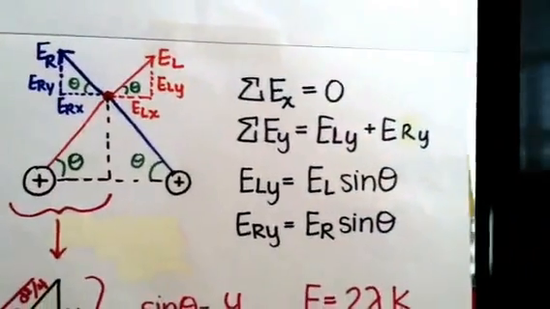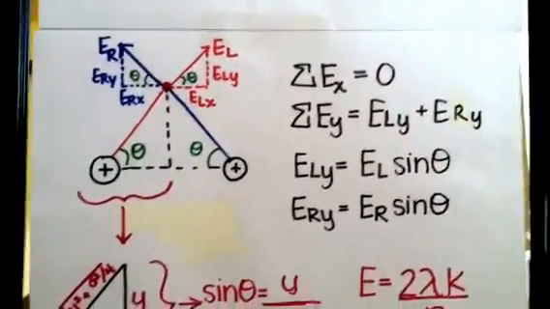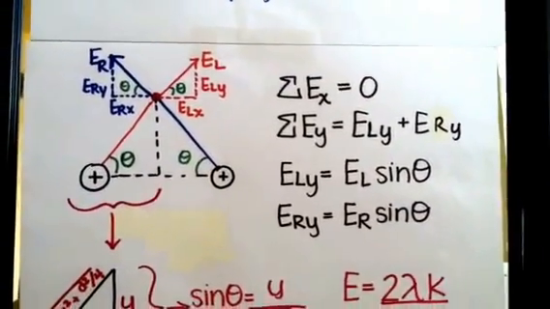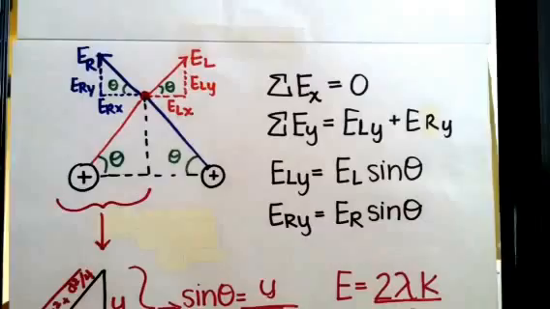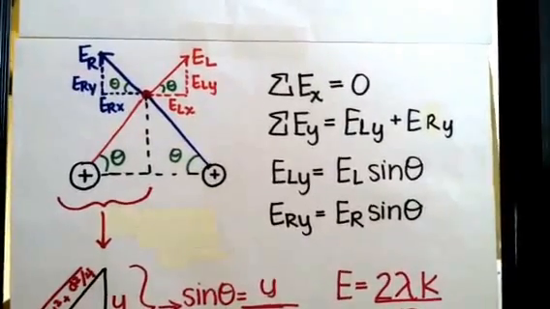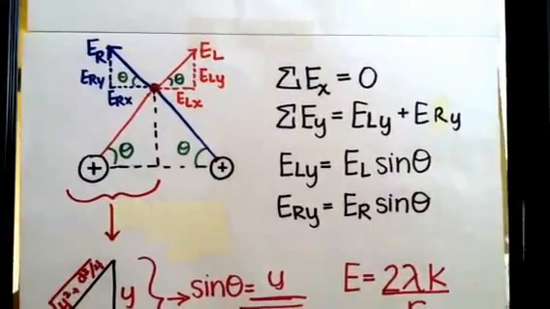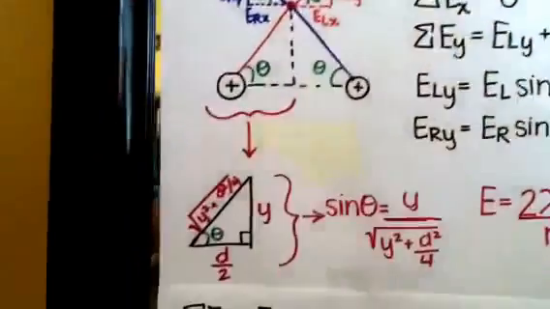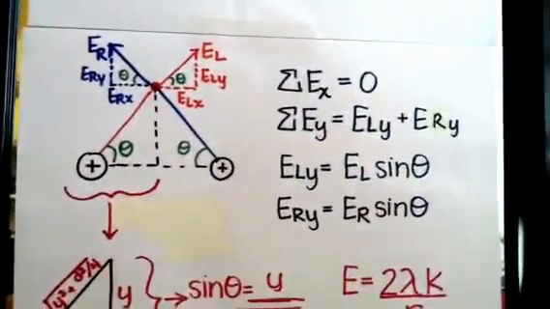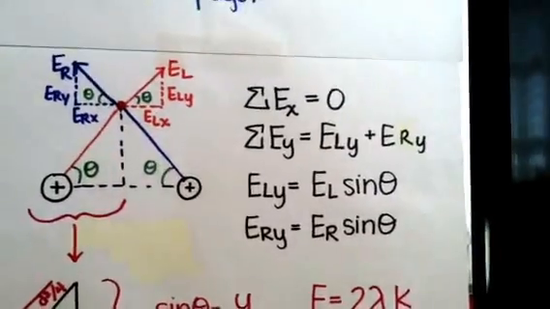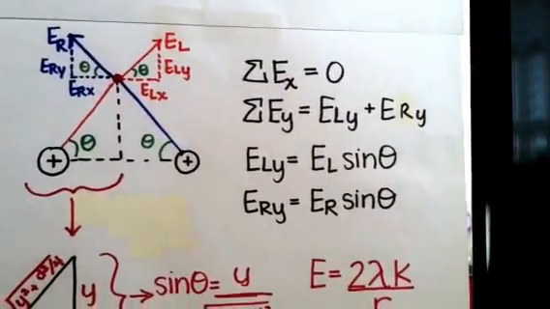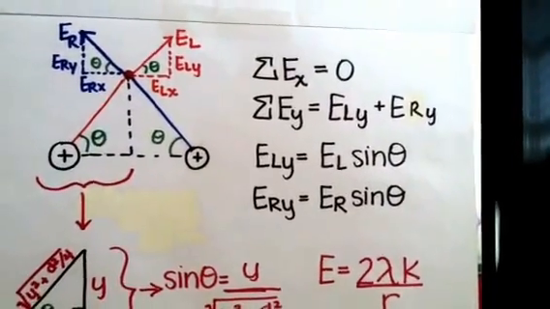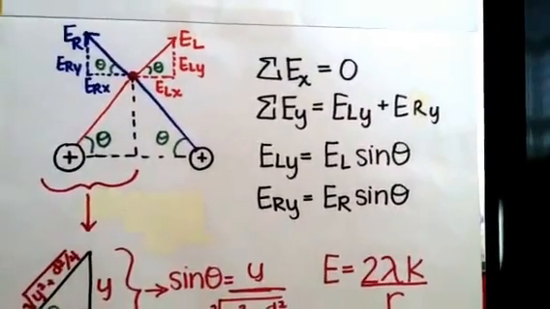Looking at this, we can see that the sum in the x direction is going to cancel, so it will equal 0. However, this is not the case for the y direction. The sum of the electric field in the y direction is ELY plus ERY. Now, using some basic trig, I've changed ELY and made it equal to EL times sine of theta. And the same thing for ERY.